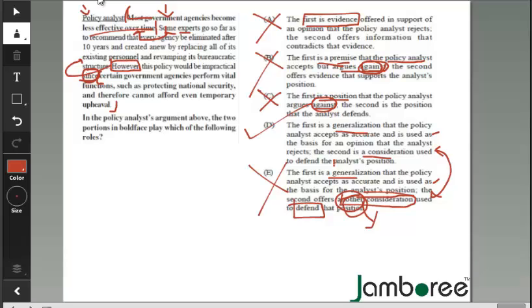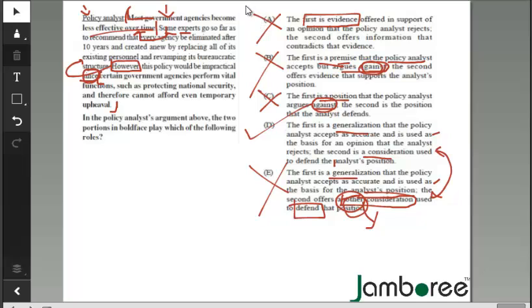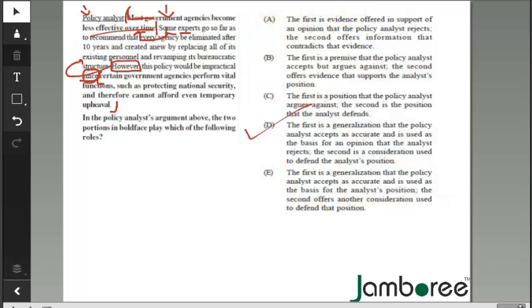Okay, option C. So does anybody else want to explain why C is wrong? That way we'll all be able to learn better. Yes, anybody want to explain why C is wrong?